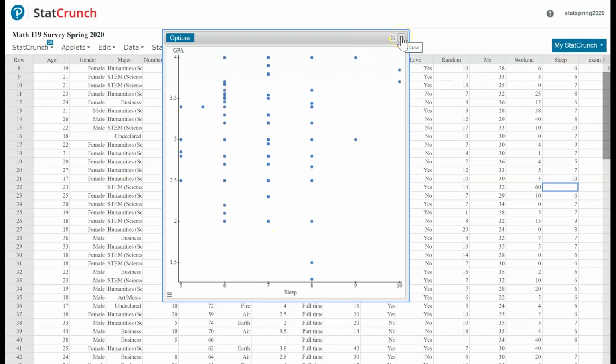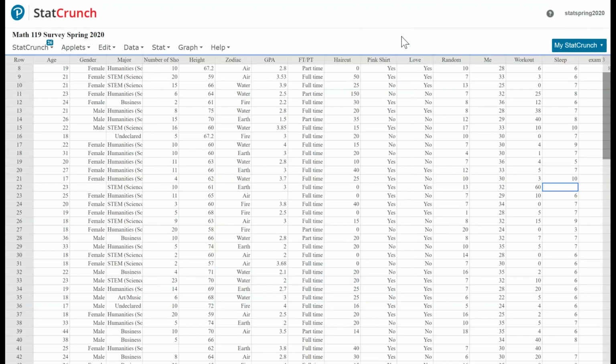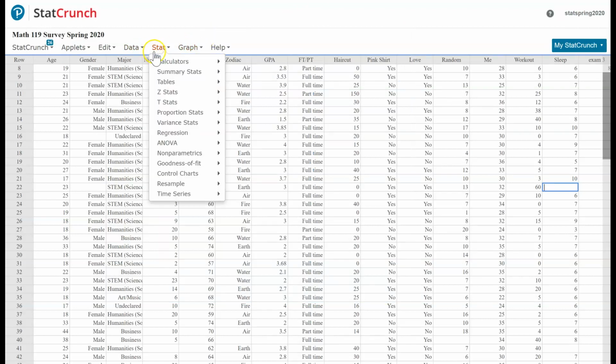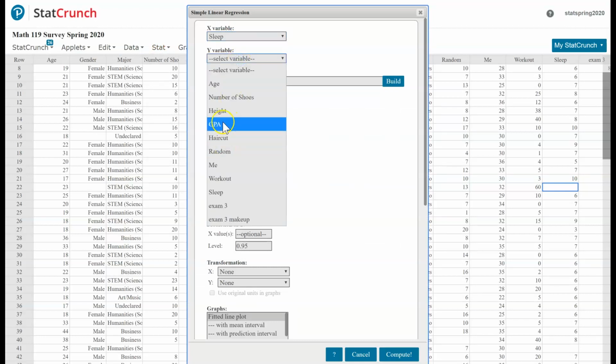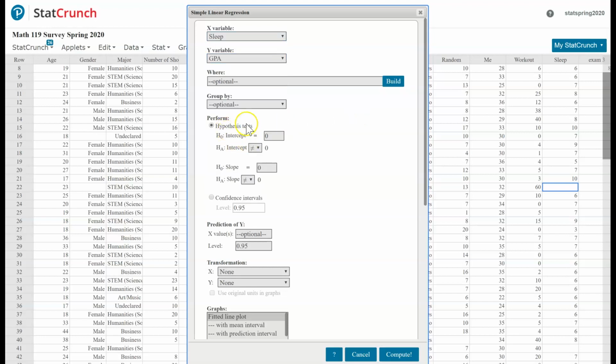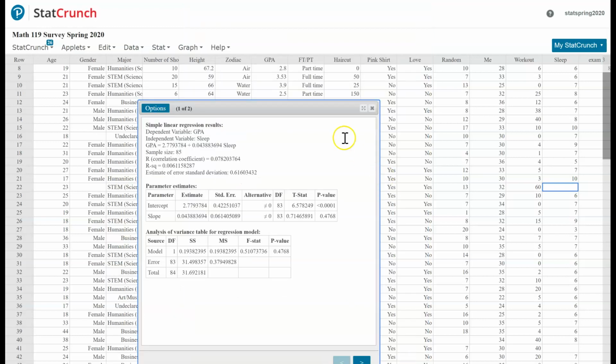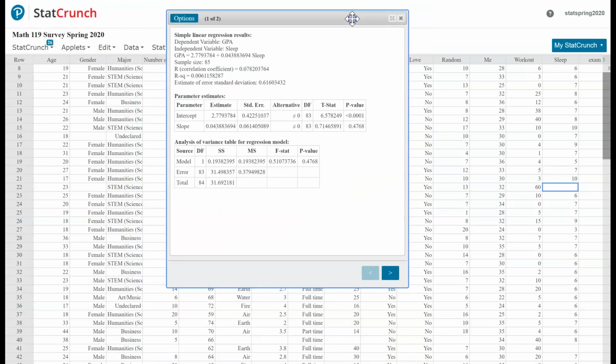So let's go ahead and do the test. So there's many different ways that you can do the test. The first way to do it is, I think, the way that you all know how to do: click stat, then regression, click simple linear, click on your x variable, which is going to be your sleep, click on your y variable, which is going to be your GPA. Here you can see hypothesis testing. You see the intercept, which we don't care about, and we look at the slope, which is what we want. Okay, so slope equals 0, slope is not equal to 0. Let's click on compute. All right, so we look at this, and here we have basically the linear regression analysis.